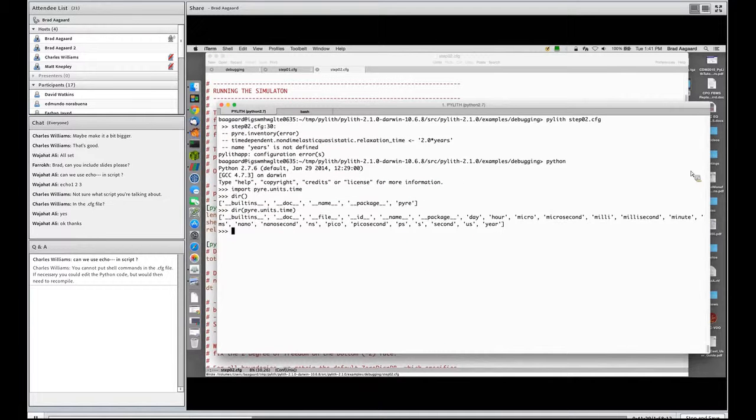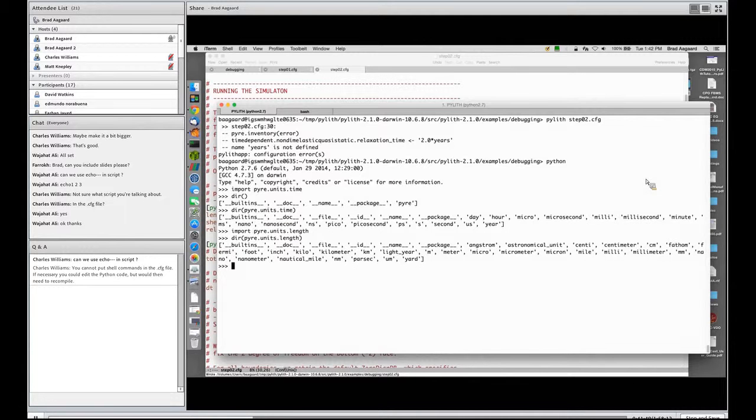For length scales, I can import pylith.units.length and do a directory on the length. And so these are all of the different length scales that PyLith knows. Angstrom, astronomical units, centimeters, fathoms, foot, inches, kilometers, light years, meters, micrometers, miles, millimeters, nanometers, nautical mile, parsecs, yards.